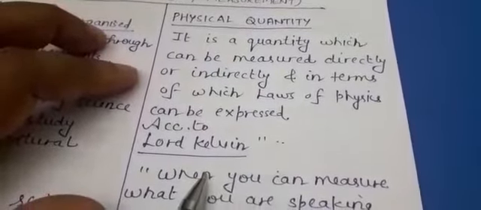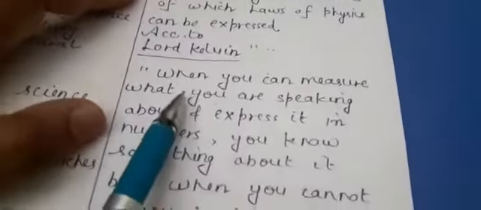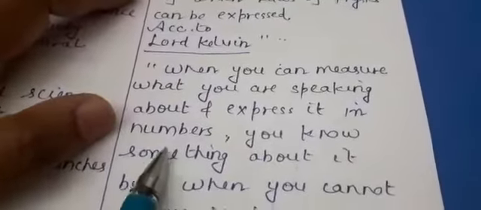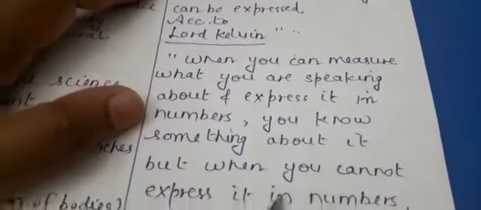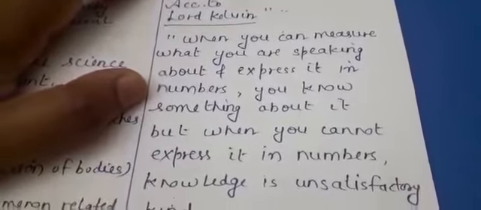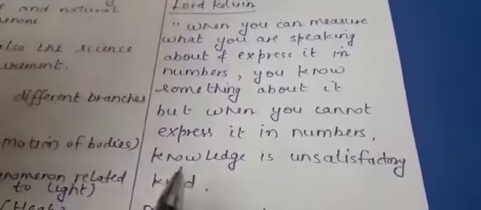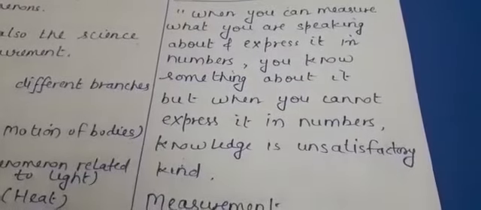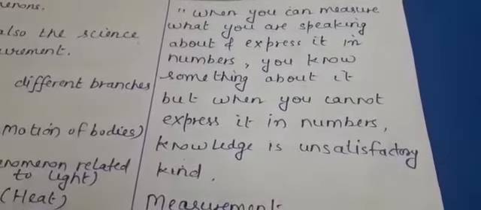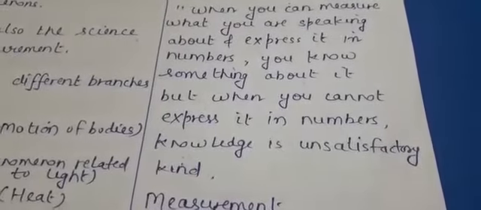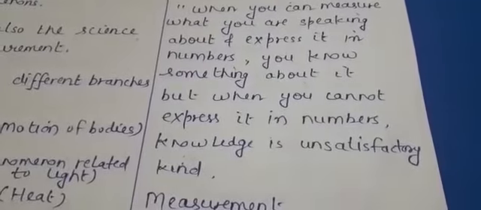Lord Kelvin, a physicist, has expressed it in a very beautiful manner. When you can measure what you are speaking about and express it in numbers, you know something about it. But when you cannot express it in numbers, your knowledge is of a meager and unsatisfactory kind. In simple terms, it means if you know something and you can express it in a simple manner to others and it is understood by others, that is knowledge. If you are not able to impart your knowledge to others, then it is of an unsatisfactory kind.